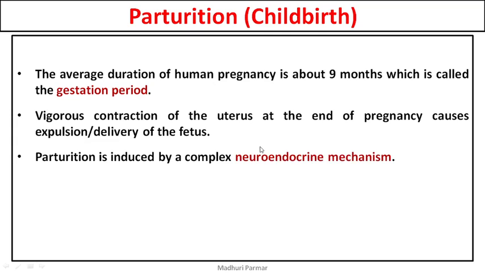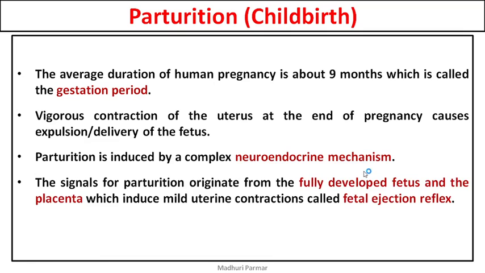Parturition is induced by a complex neuroendocrine mechanism. So here is where the endocrine or nervous system take control. There is a complex mechanism, so pay attention. The signals for parturition originate from the fully developed fetus. You must be wondering who decides when it is time to deliver. The baby itself, when it is fully developed, starts releasing some chemicals, which we shall see later.